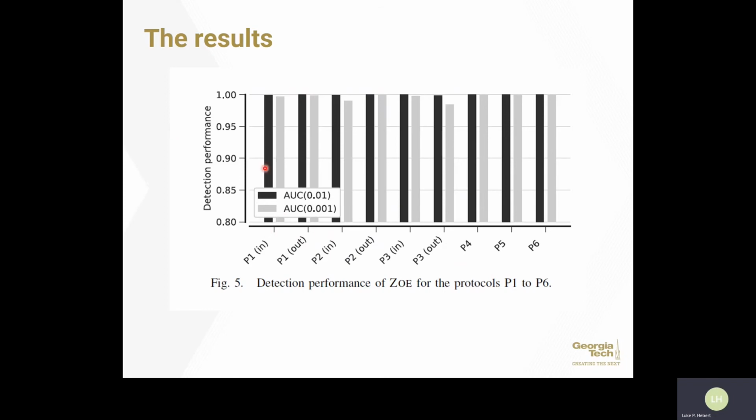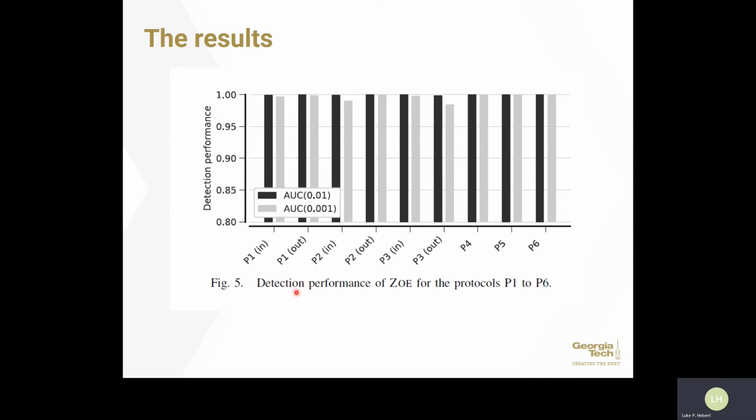The darker bar represents the true positive rate while keeping the false positive rate under 1%. And the lighter bar represents the true positive rate while keeping the false positive rate bounded under 0.1%. So that would be a much more stringent operating condition or stringent requirement for your IDS to operate under.